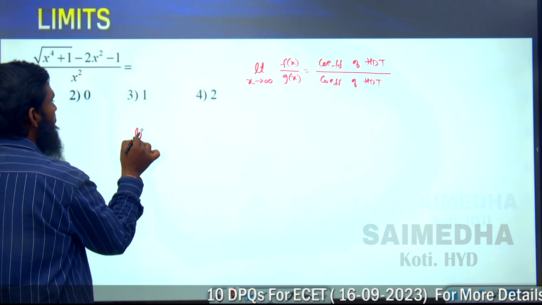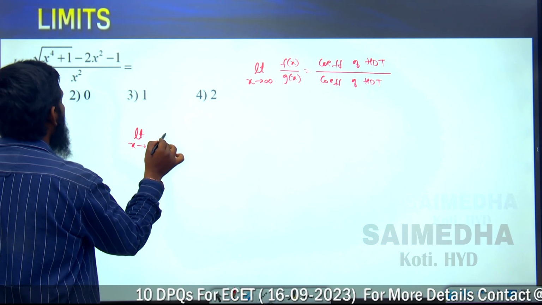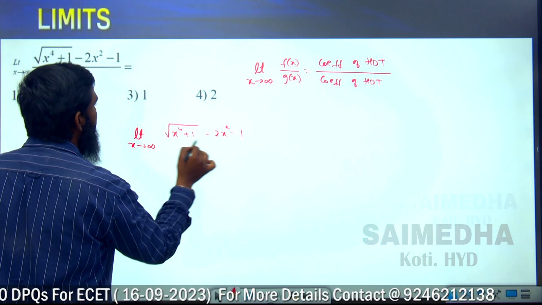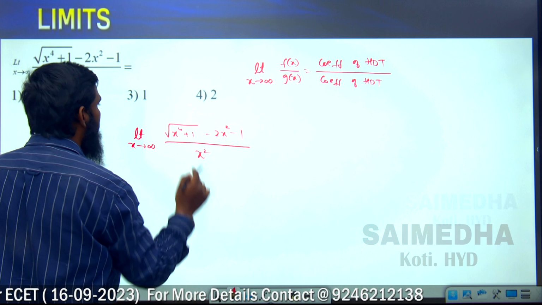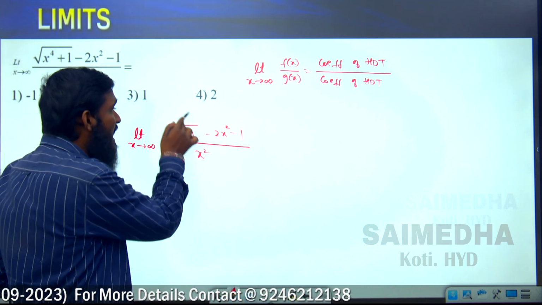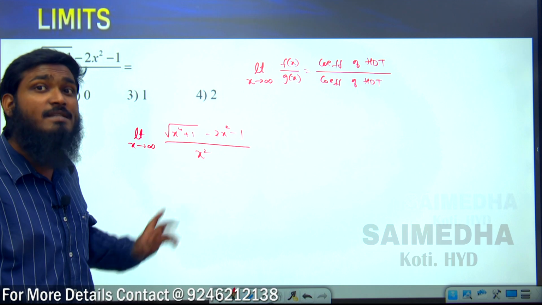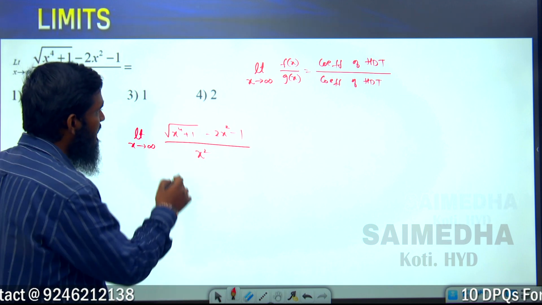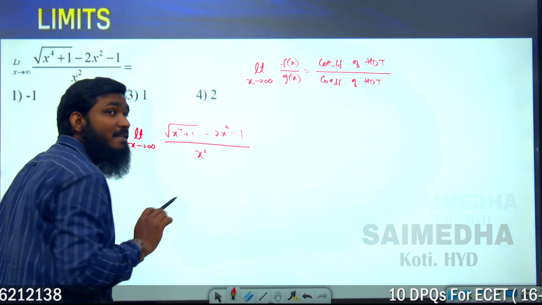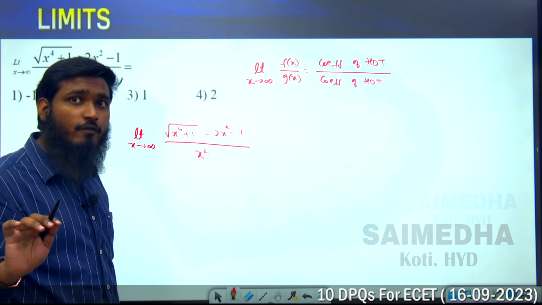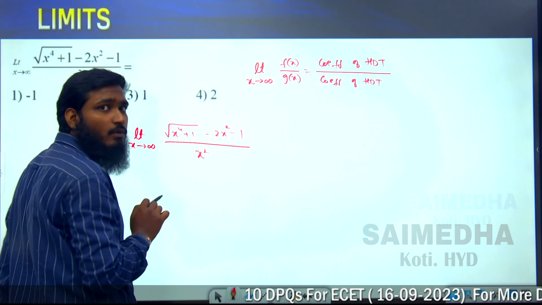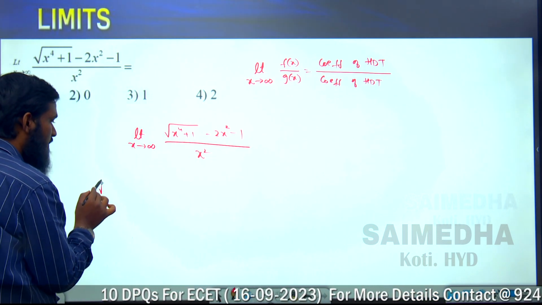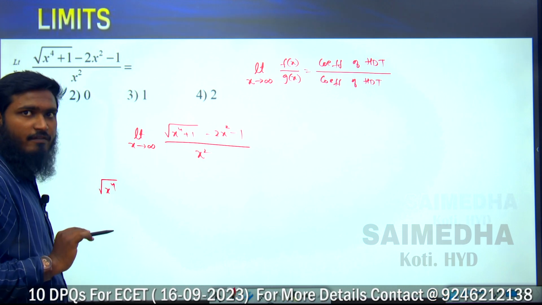So let us write the question now. Limit x tends to infinity, under root x power 4 plus 1, minus 2x square minus 1, divided by x square. Now listen carefully. What is the highest degree term in the complete question? You can't take it as x power 4, because we are having an under root for that one. Let us assume that we are having under root x power 4.